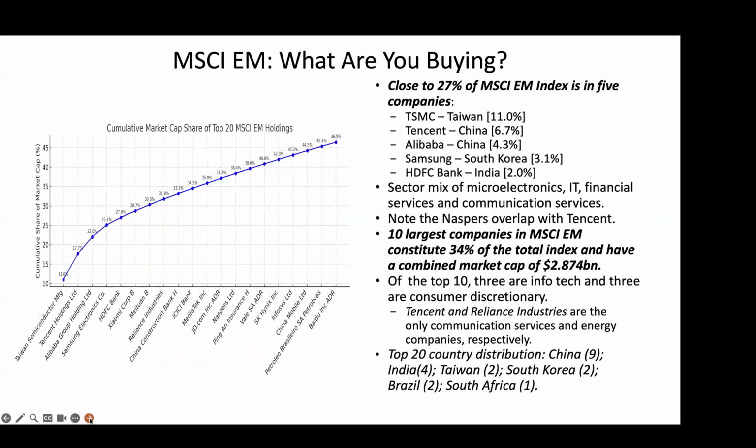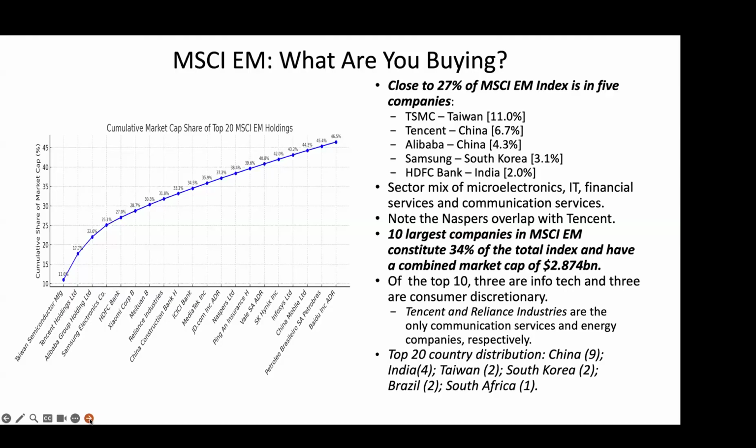So what are you actually buying? So what I like to always do is, okay, tell me about the countries and sectors, but what am I buying? What's in the MSCI EM? Tell me my holdings and what do they look like and which are the countries. So close to 27%, just over a quarter of MSCI EM is in 5 companies, right? So those of you who like to read the financials, those are the 5 companies that are worth following, or just see what's going on. TSMC, Taiwan, right? Tencent, Alibaba, Samsung, and the HDFC Bank in India.